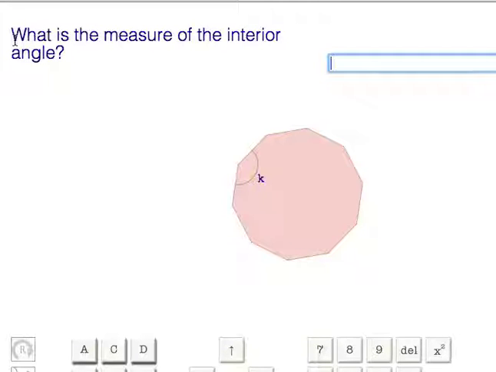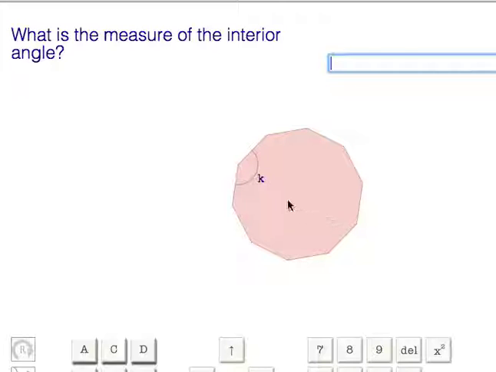All right, here's a level 5 type question. What is the measure of the interior angle? And you have one interior angle. And notice this is a regular polygon. Okay, this will not work for an irregular polygon, unless they told you all the other angles, and then we could calculate this one.